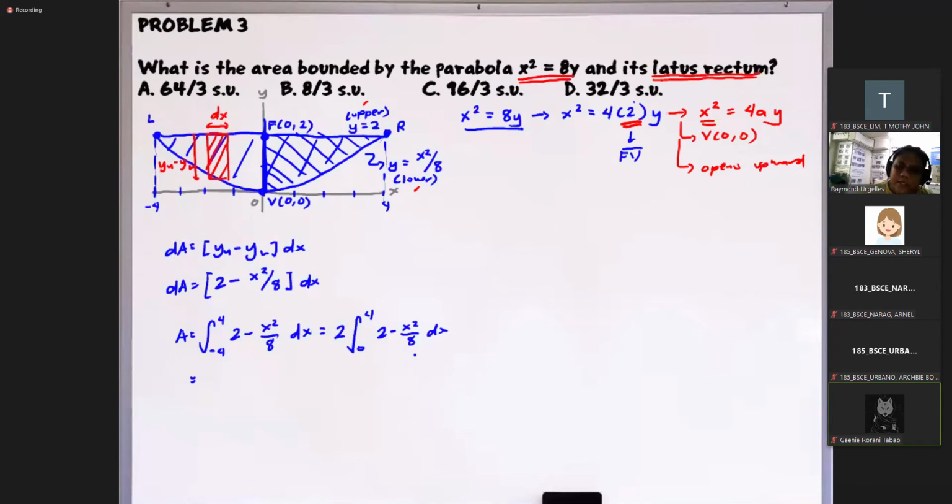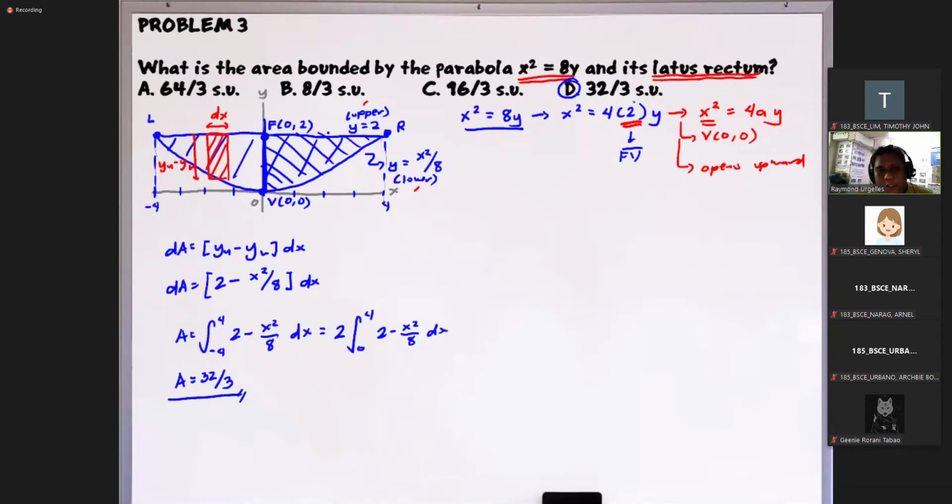Pag na-set up nyo na yung equation na yan, you can just use your calculator. Pero pag nagre-review kayo, try nyo mag-solve by hand, para masanay din kayo sa calculation. Kumbaga practice lang. Kasi pag binabasa nyo lang tapos hindi nyo pinapractice, pagdating sa actual, mahihirapan din kayo. Kaya dapat pinapractice nyo talaga. So this is 32 over 3. So we have letter B.